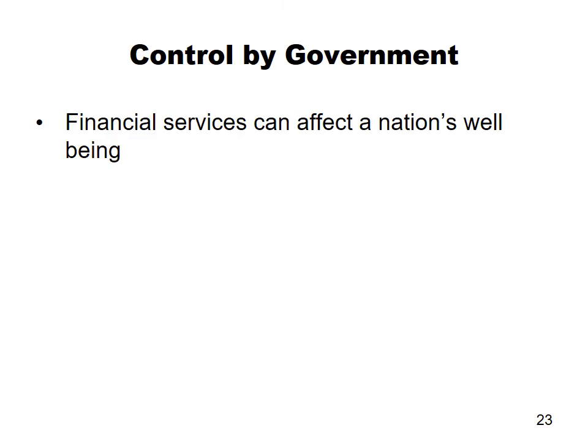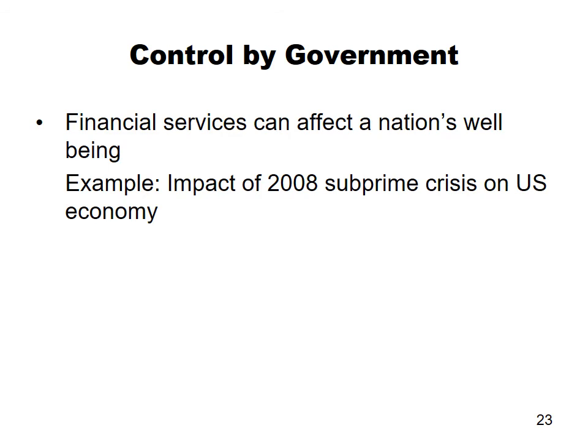Control by government. Financial service can affect a nation's well-being. For example, the impact of the 2008 subprime crisis on the US economy. It was a devastating blow on the financial sector, but it in turn affected the whole US economy, and a lot of people suffered during the time.